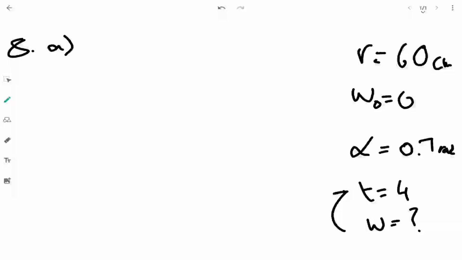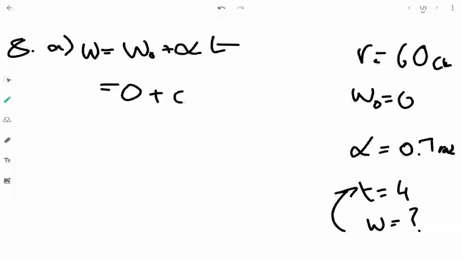So the formula is omega equals omega 0 plus the acceleration times the time, which is 0 plus 0.7 times 4, which is 2.8 radians per second.